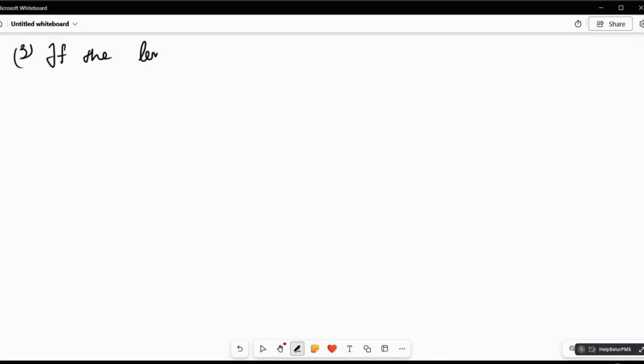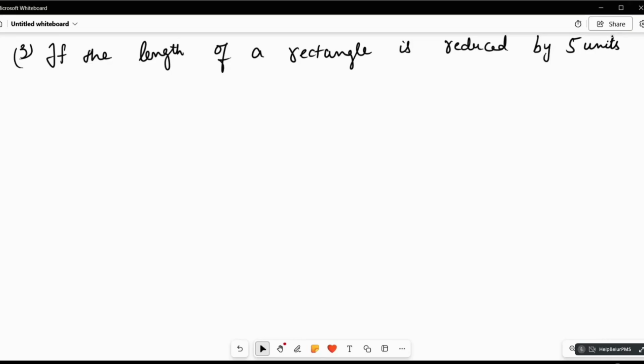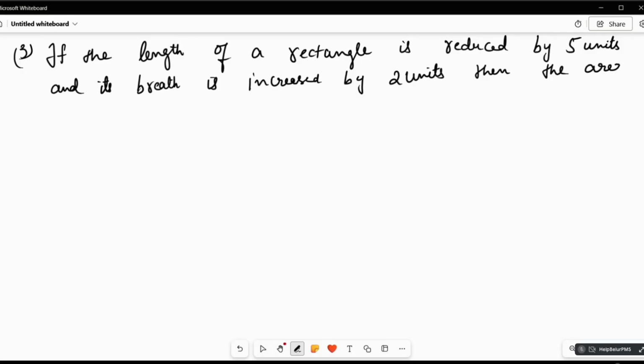If the length of a rectangle is reduced by 5 units and its breadth is increased by 2 units, then the area of the rectangle is reduced by 80 square units.